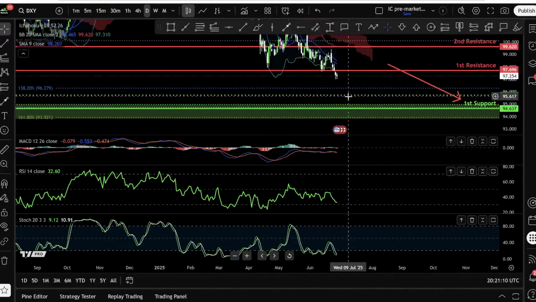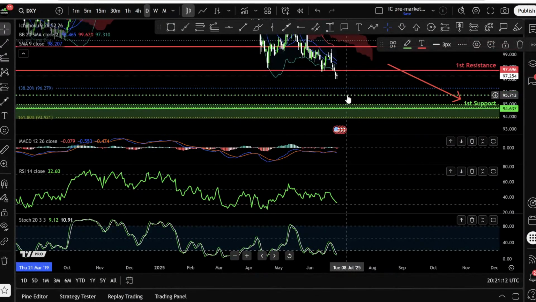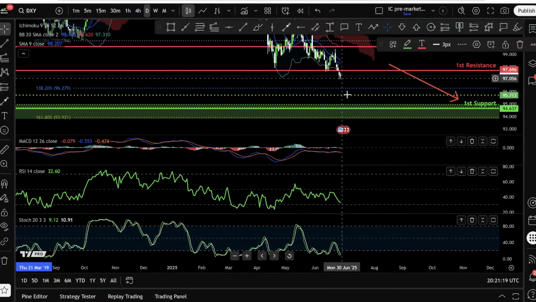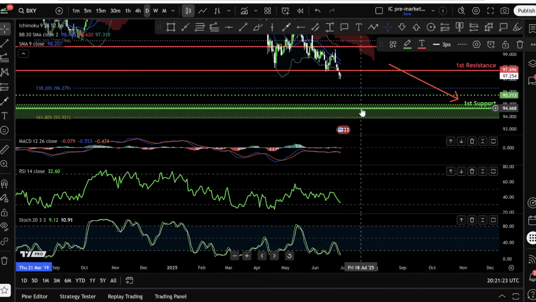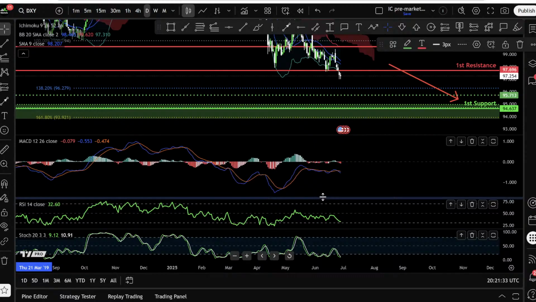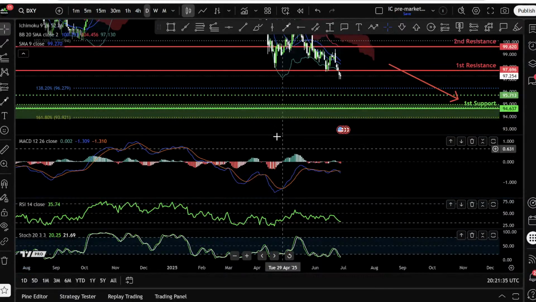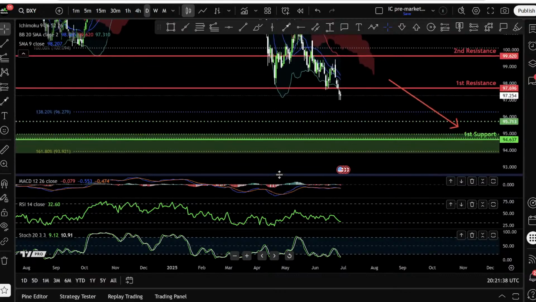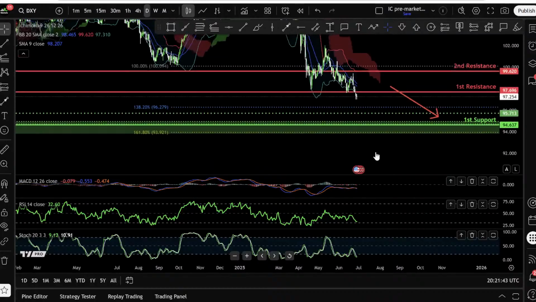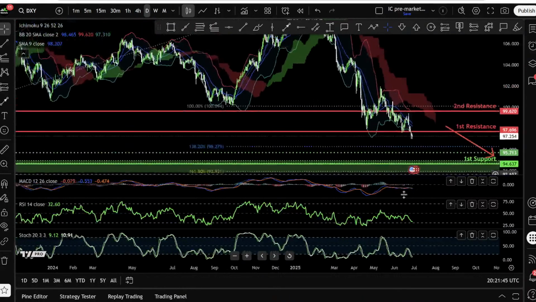So you can place your take profit at this intermediate support. You can also place it at your first support in line with this confluence area. Or if you want, you can wait for price to break out of this before going in for another sell to your first support. Or you can use a partial profit as well. Entirely up to you. And that's it for our DXY.